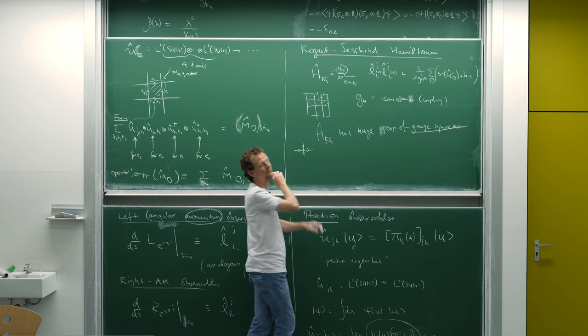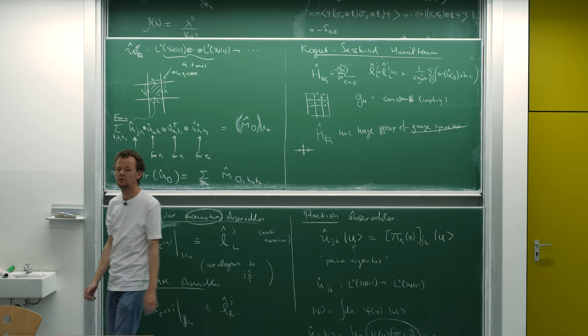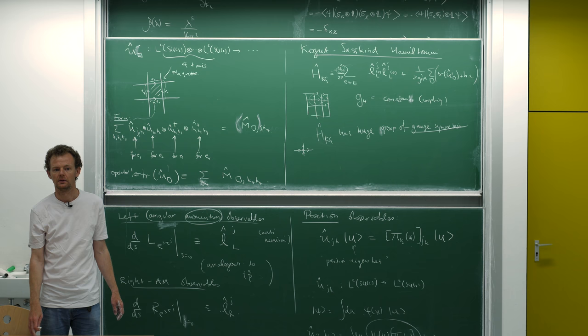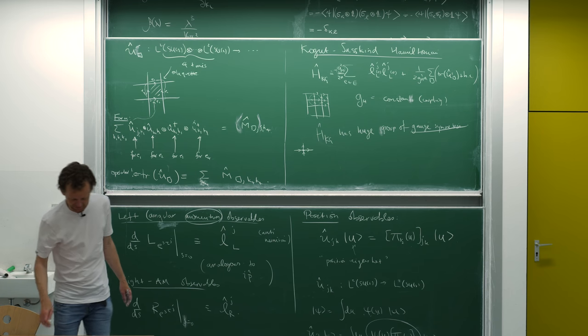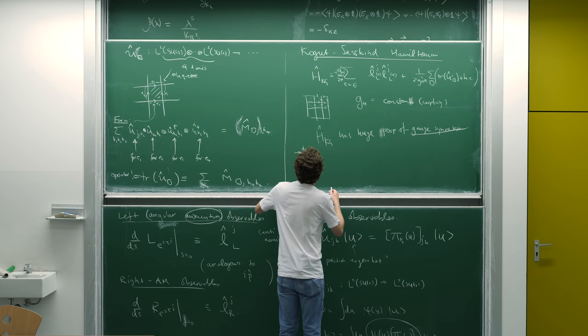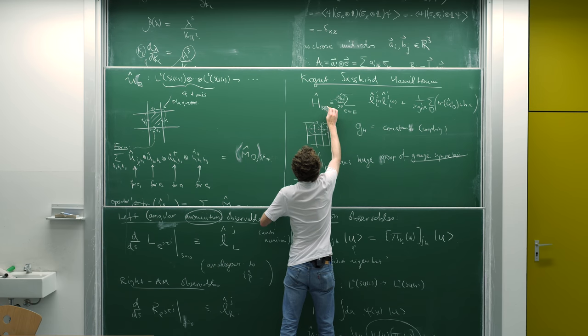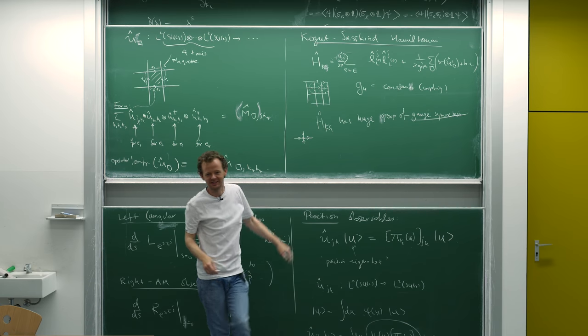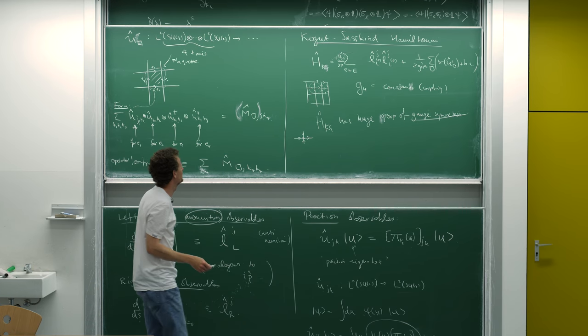One question. Yeah? Why do you call the Hamiltonian H_KG, like the Klein-Gordon Hamiltonian, or is it? Oh, I should call it KS, shouldn't I? Why did I call it H_KG? Well, no. There's no analogy. It's really the Kogut-Susskind Hamiltonian, not the Klein-Gordon Hamiltonian.